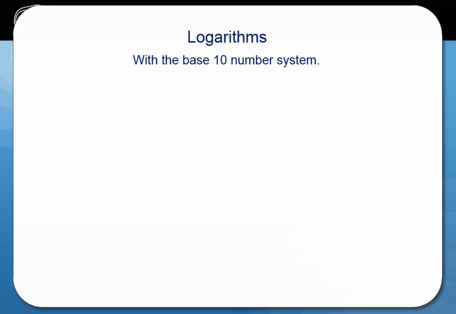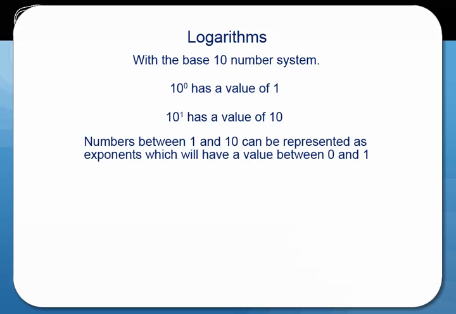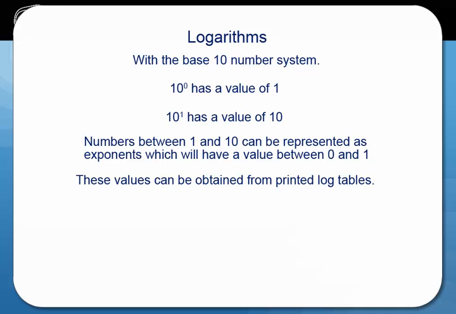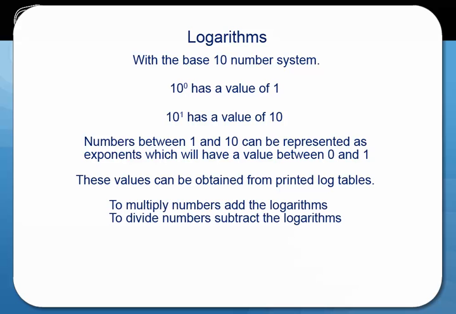With the base 10 numbering system, 10 to the power of 0 is 1, and 10 to the power of 1 is 10. Any number between 1 and 10 can be represented by an exponent between 0 and 1. These are called logarithms. Numbers between 10 and 100 will have a logarithm between 1 and 2, and so on. To multiply numbers, you would add the logarithms together. Logarithm tables can be used to convert numbers to logarithms and back again.